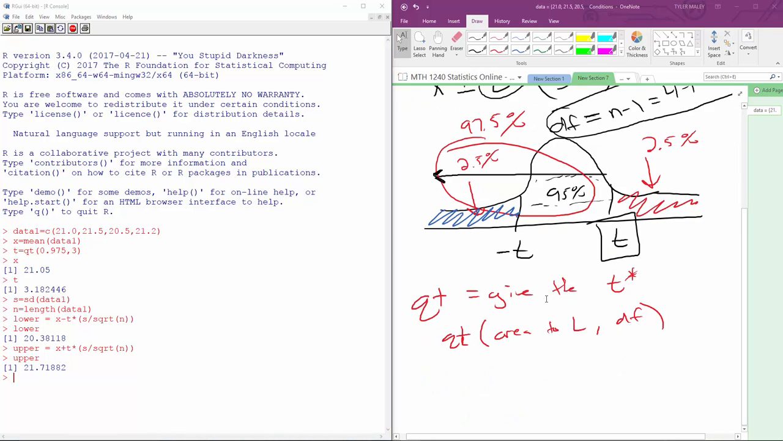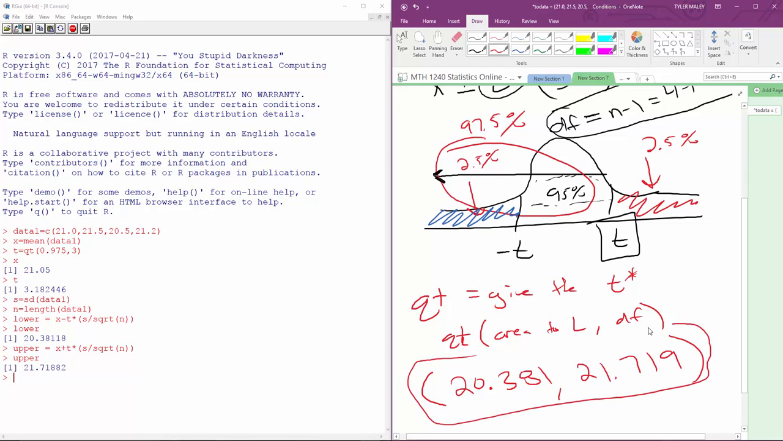All right, so there's my 95% confidence interval. My lower is 20.381, and my upper, to 3 decimal places, would be 21.719. So there's my confidence interval.